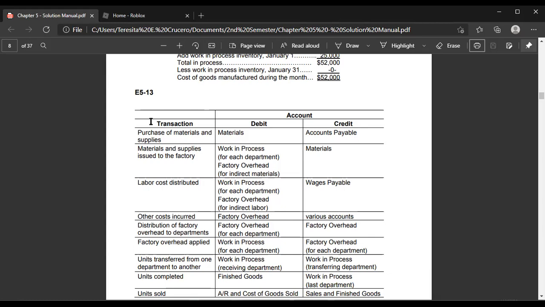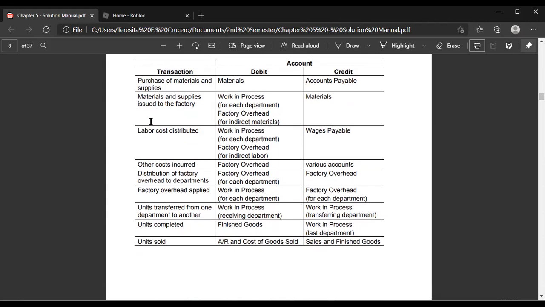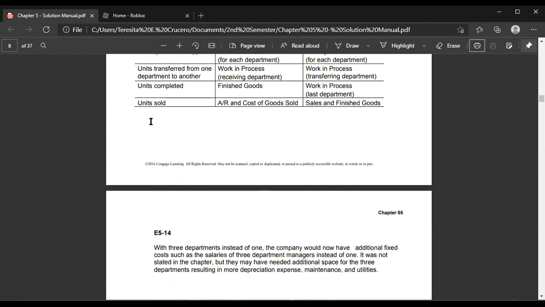Then for the units completed in number 8, we debit finished goods and credit work in process in the last department. And finally, for the units sold, we debit accounts receivable or cash and credit sales. And then you also debit cost of goods sold and credit inventory, that is, finished goods inventory.